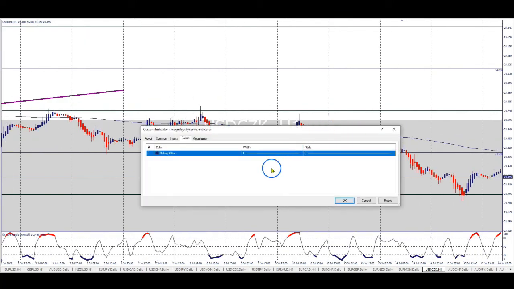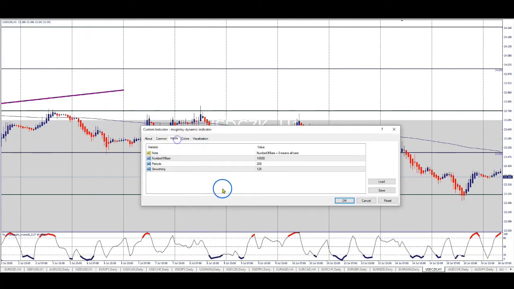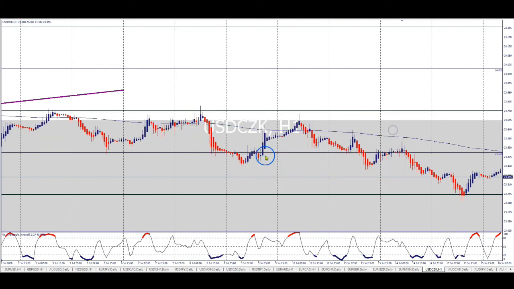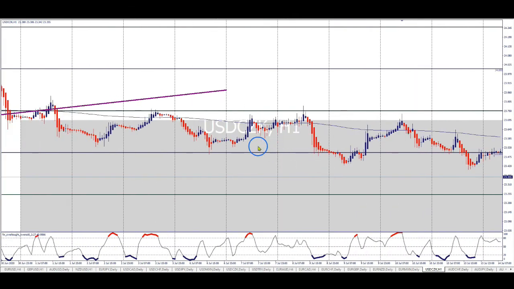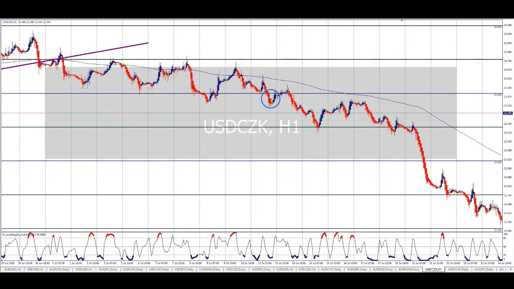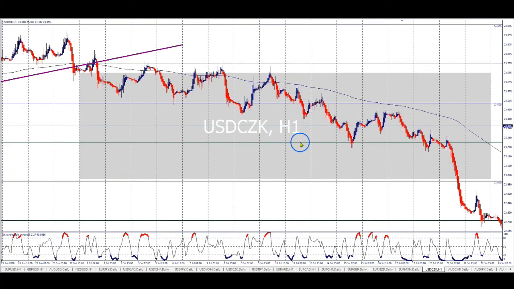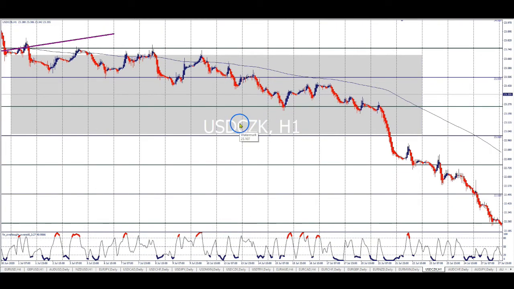Price is still trading below the 200 period moving average. Let me make sure this moving average didn't change. Yep, we're still at the 200. So price is still trading below the 200 period moving average. So once you begin to use what price is doing along with your indicators, then trading becomes really simple and easy.